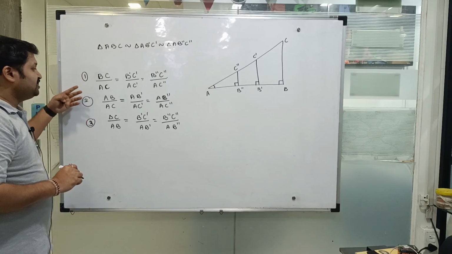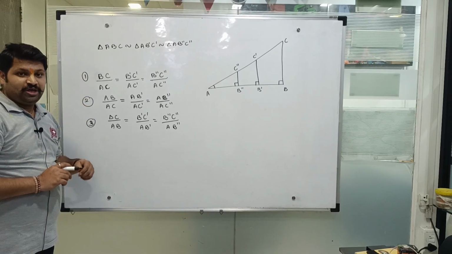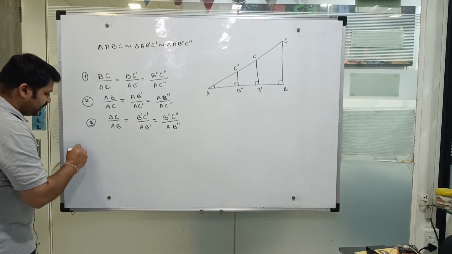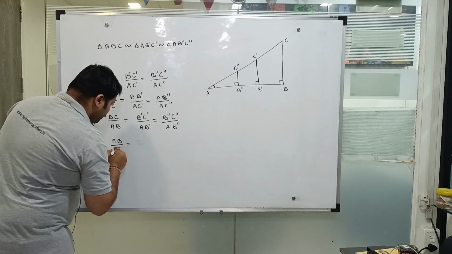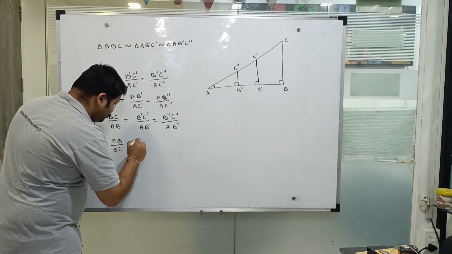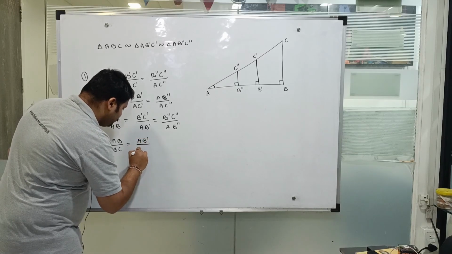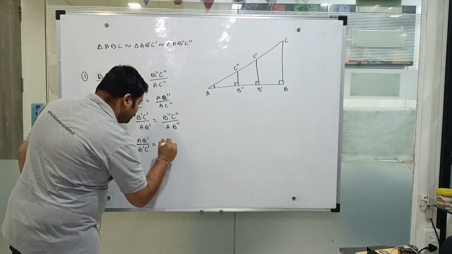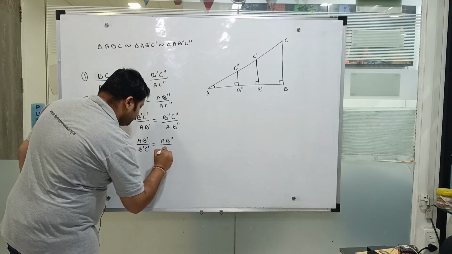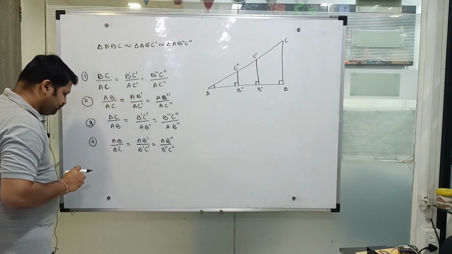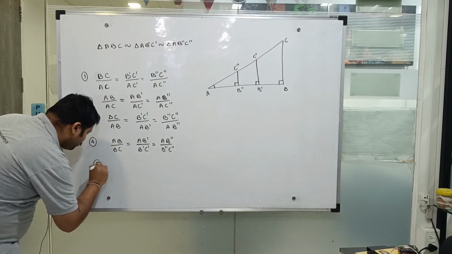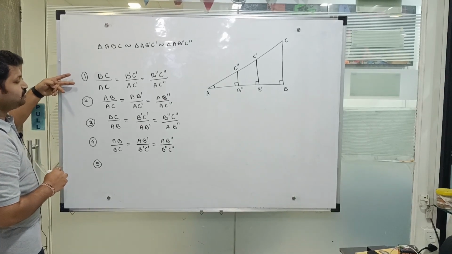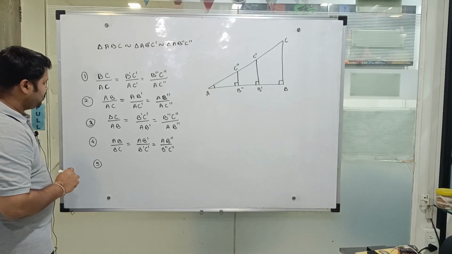Since these three sides are having equal ratios, the reciprocal ratios should also be equal. So I can also write AB upon BC is equal to AB dash upon B dash C dash is equal to AB double dash upon B double dash C double dash. Also, the reciprocal of this ratio would be equal and the reciprocal of this ratio would also be equal.